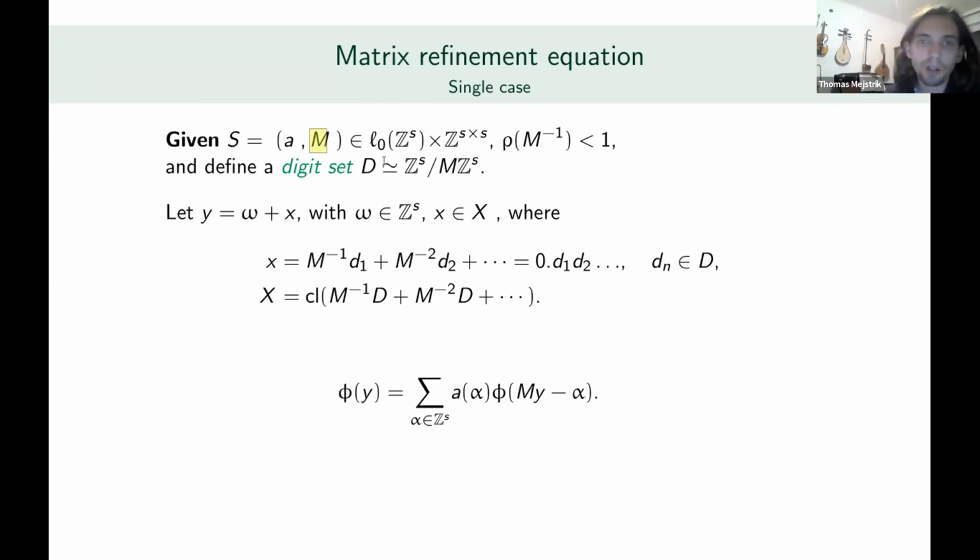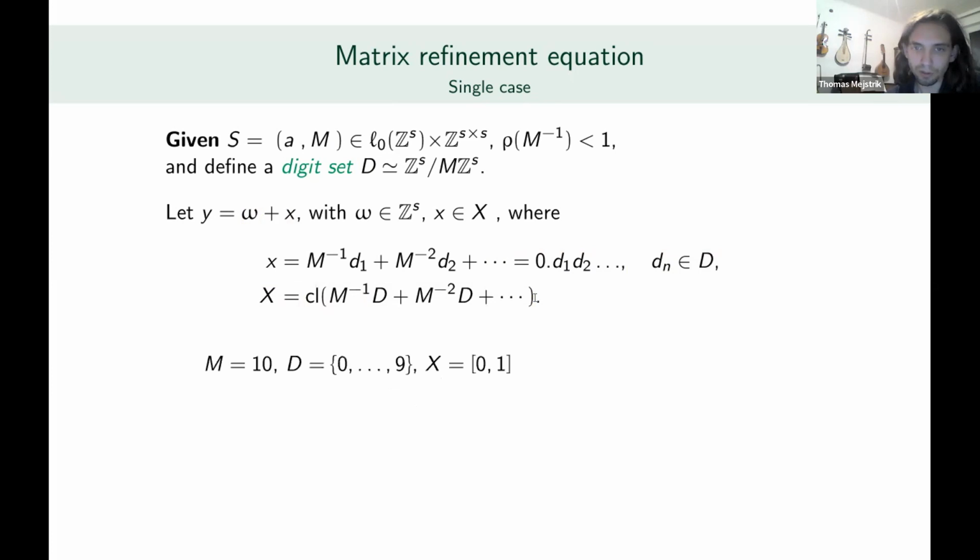Then, for the dilation matrix, we now define a digit set D, which are representatives of this group Z^s modulo MZ^s. And then one can show that any point in R^s, any vector, we can write as an integer part plus a fractional part, where the fractional part comes from this set here. So in this set are all points which we can write in this way.